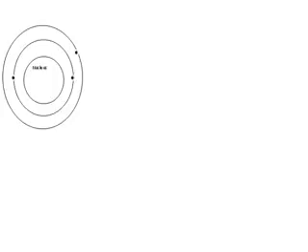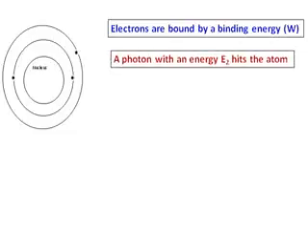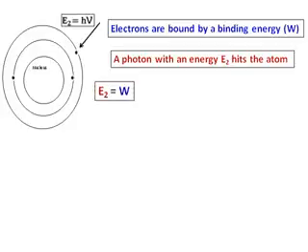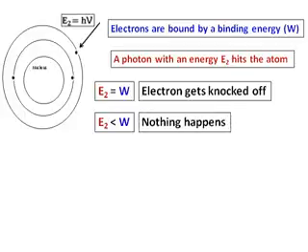So just consider a nucleus, and I've shown 3 electrons around it. And we know that these electrons are bound by energy, and that is the binding energy. Suppose a photon with an energy E2 hits the atom. This energy E2 can be represented as E2 equals h nu. So when this happens, either E2 can be equal to W, in which case the electron gets knocked off. If E2 is less than W, nothing happens. And the third case, when E2 is greater than W, is an important case.